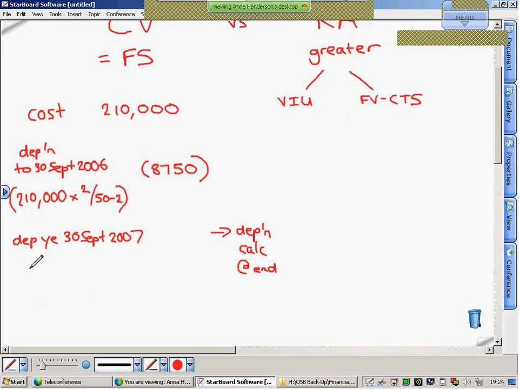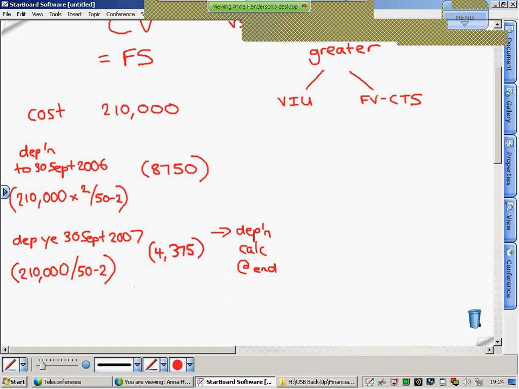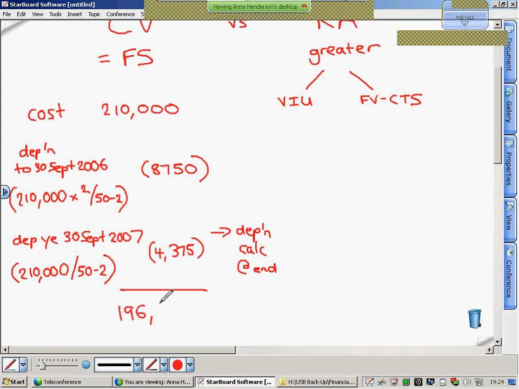So depreciation, we need to do 210,000 by our 50 minus 2 to get 175, giving a carrying value here of 196,875. So that's our carrying value.